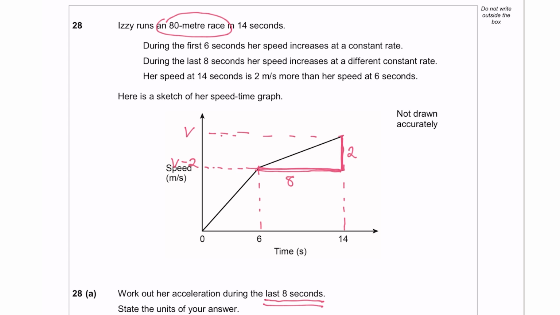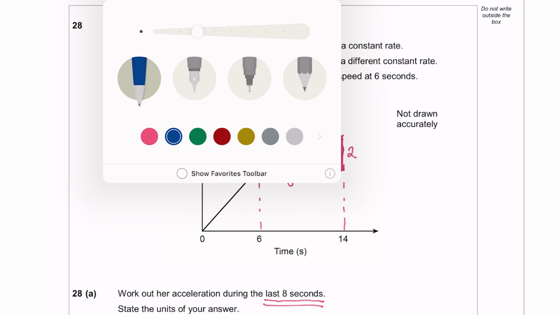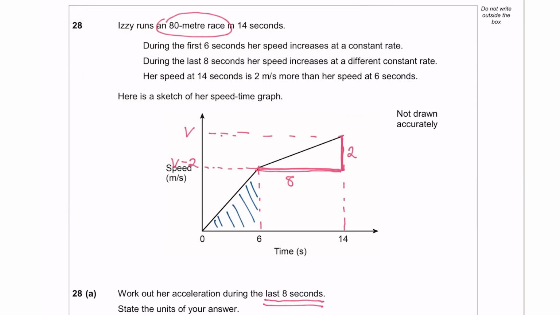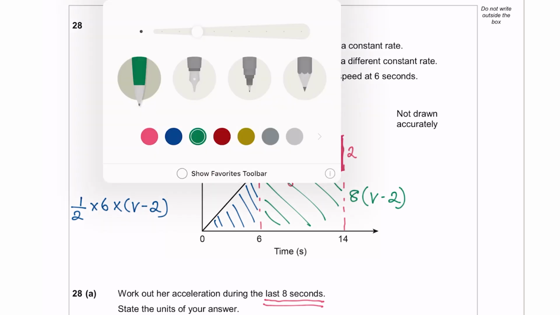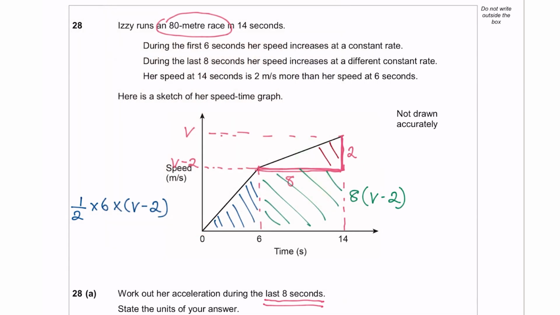Let's have a look at what this area is going to be, and do them in different colours. This area here is a triangle. That triangle has a base of 6, so 1/2 the base times the height, which is v minus 2. Then we've got this area here, a rectangle, with 8 along and v minus 2 up. And then we have a triangle. We could have done it all as one trapezium, but as we'd already drawn it, we can look at this triangle here: 1/2 the base, which is 8, times the height, which is 2. So that's just going to be 8.